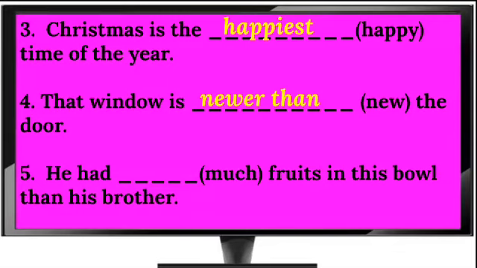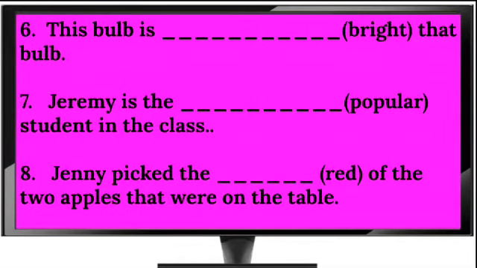Number 5. He had, and we have the word much, fruits in this bowl than his brother. And here we have more. He had more fruits in this bowl than his brother. Number 6. The bulb is bright, that bulb. Two bulbs being compared. The bulb is brighter than that bulb. This bulb is brighter than. So here we have our than accompanying our comparative.